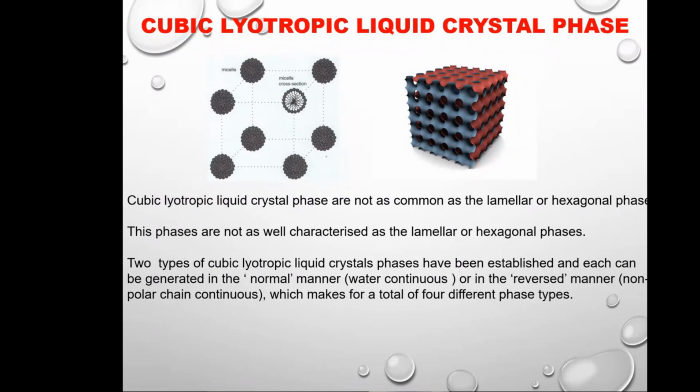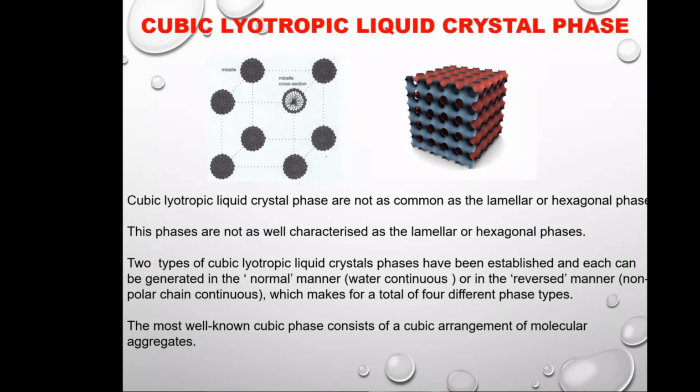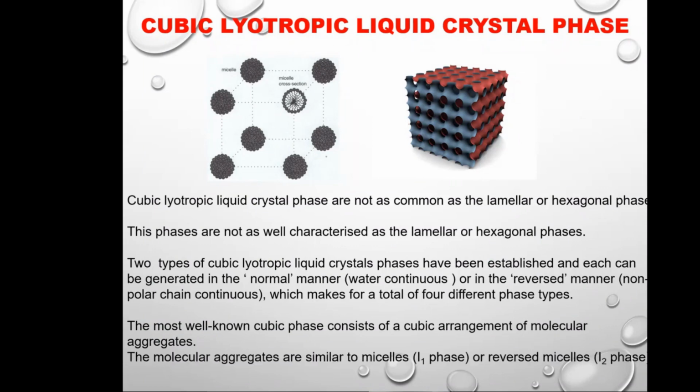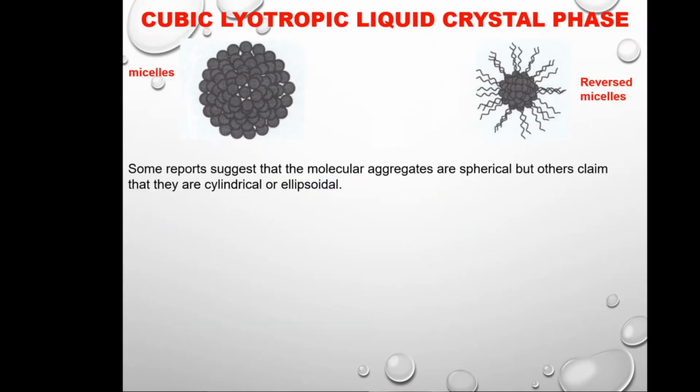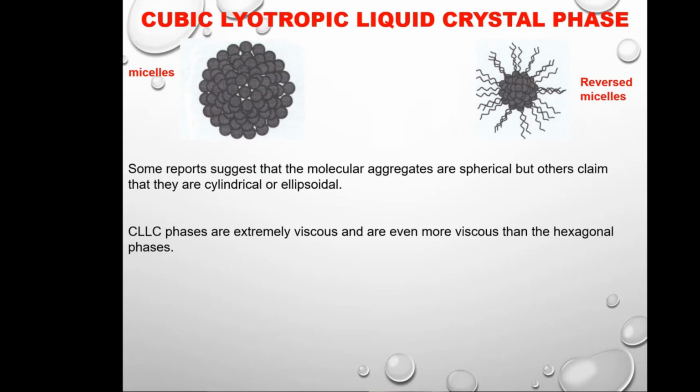and they can be arranged in the manner, again, water continuous or the reversed manner, depends on if we have micelle-like solution or the reversed micelle solution. So the most well-known cubic phase consists of the cubic arrangement of molecular aggregates, and the molecular aggregates are similar to micelles or reverse micelles. Some reports suggest the molecular aggregates are spherical, but others claim they are cylindrical or ellipsoidal.